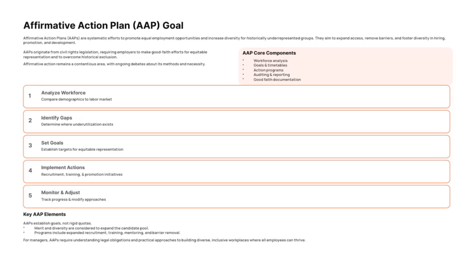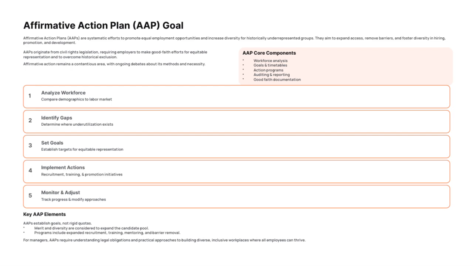When it comes to managers, understanding what affirmative action plans, or AAPs, require is essential. They involve grasping both legal obligations and practical strategies for creating workplaces that are diverse and inclusive, where every employee has the opportunity to thrive. It's important to remember that AAPs are about establishing goals, not setting rigid quotas. They consider both merit and diversity, which helps us expand our candidate pools and find the best talent from a wide range of backgrounds.